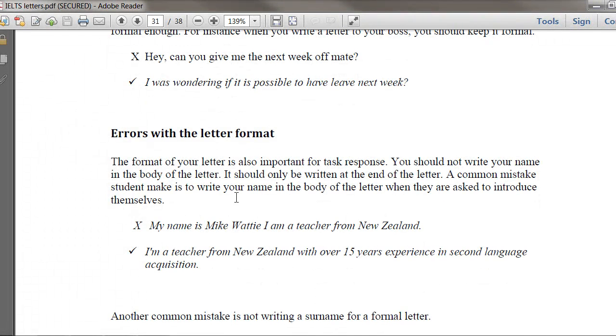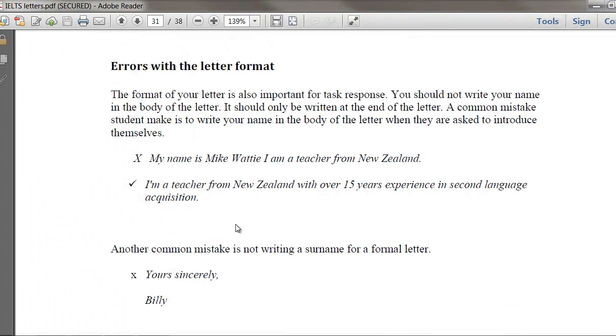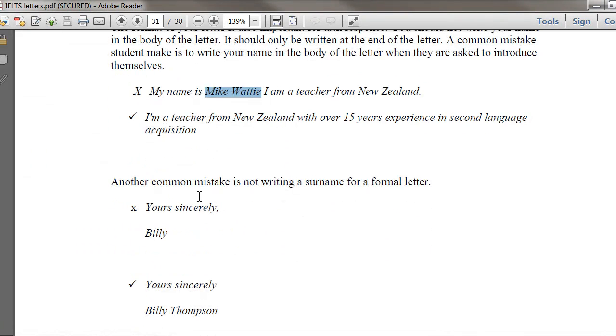Another one is the format of the letter. Even though the question uses bullet points, you shouldn't use bullet points in yours. Normally we don't write our name in the body of the letter. We normally have it at the bottom. Now that can be a problem when you're asked to introduce yourself. Sometimes the bullet point says introduce yourself. It's not asking you to write your name, but it is asking you to give information about yourself. The reason we don't put our name in the body of the letter is because it's at the ending. I've also mentioned not writing the surname for a formal letter. That's an important thing.